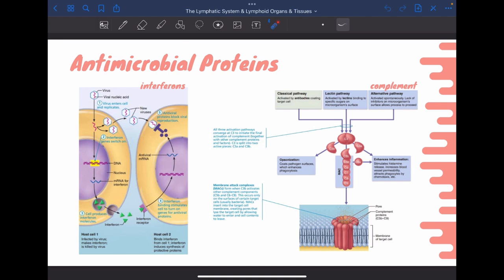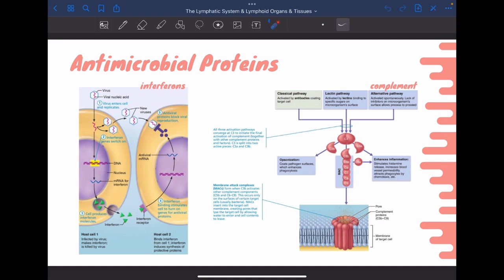And because interferons are not specific to certain viruses, let's say host cell 1 is affected by virus A and host cell 2 is affected by virus B. Even if the interferon is released because the cell is affected by a different virus, it's still going to protect it from the same virus, because interferons are not specific to a specific virus.